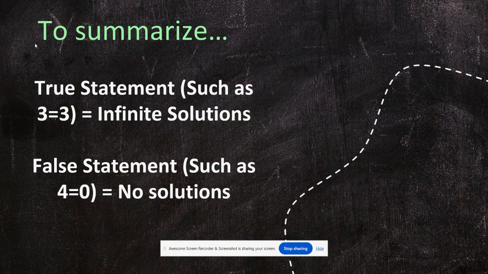So to kind of summarize here, when your variables cancel out and you're left with a true statement such as 3 equals 3, that's a scenario of infinite solutions. When you are left with a false statement and your variables have canceled out, and you're left with something such as 4 equals 0, well, that's never going to be true. That means that your equation has no solutions.